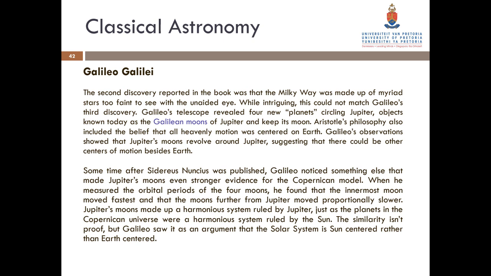So sometime after he published his book, Galileo noticed something else that made Jupiter's moons even stronger evidence for the Copernican model. When he measured the orbital periods of the four moons, he found that the innermost moved fastest and that the moons further from Jupiter moved proportionally slower. So Jupiter's moons made a harmonious system ruled by Jupiter, just as the planets in the Copernican universe were a harmonious system ruled by the Sun. The similarity isn't proof, but Galileo saw it as an argument that the solar system is sun-centered rather than earth-centered.